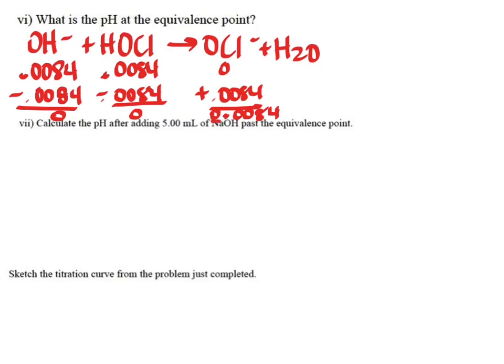So let's go ahead and divide this by our total amount that's in our beaker. So we had 42 and 24, so we have 0.066 liters. 0.127 molarity. Now we're ready to go into hydrolysis.